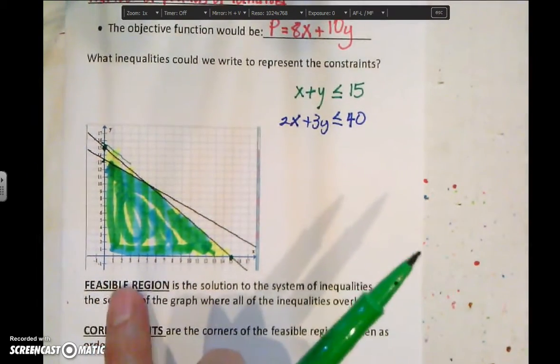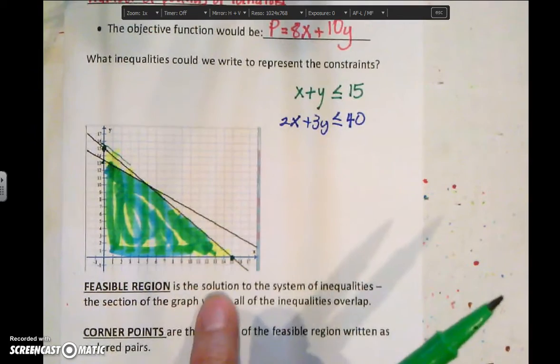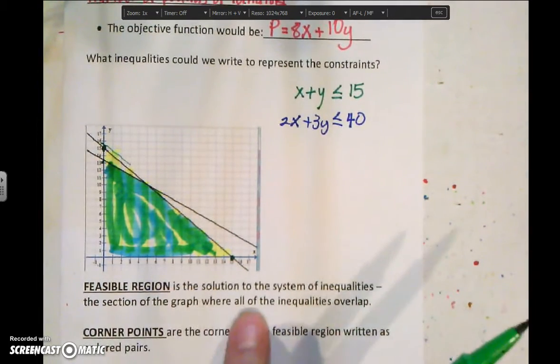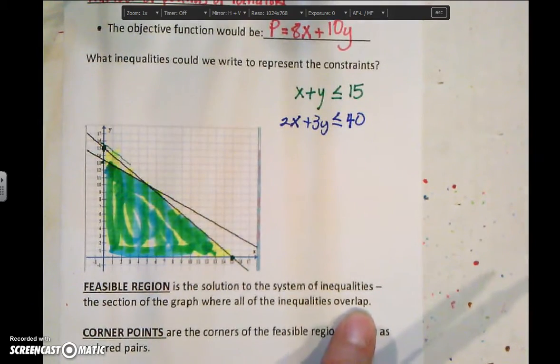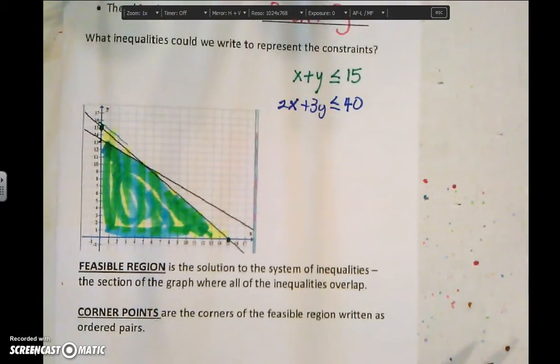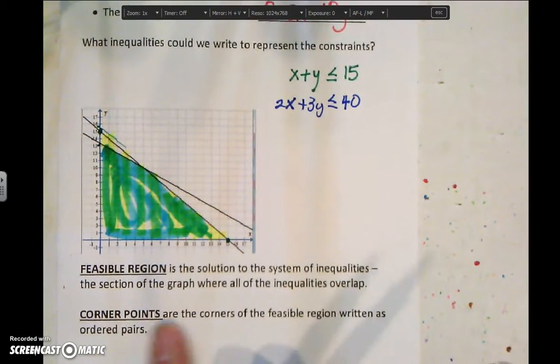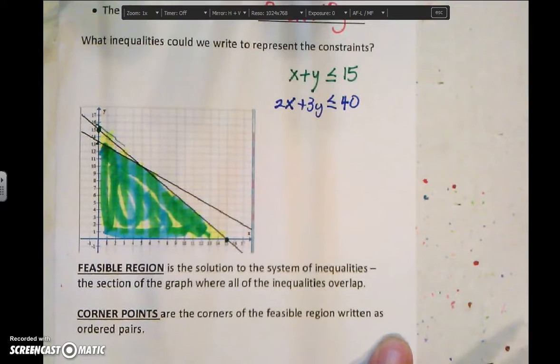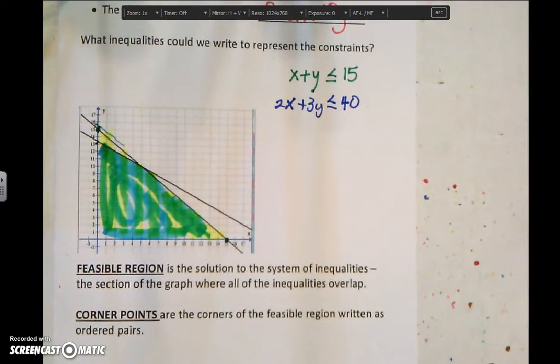This is called the feasible region, which is the solution to the system of inequalities. It's the section of the graph where all the inequalities overlap. So if we had more than two, where all of them do. The corner points that we were talking about are the corner points of the feasible region written as ordered pairs, which I will do in the next video.